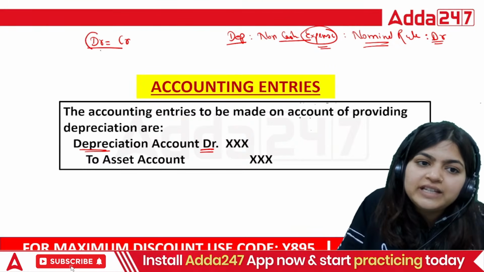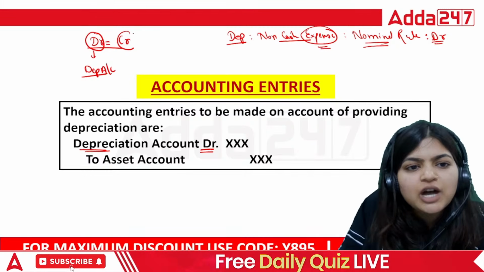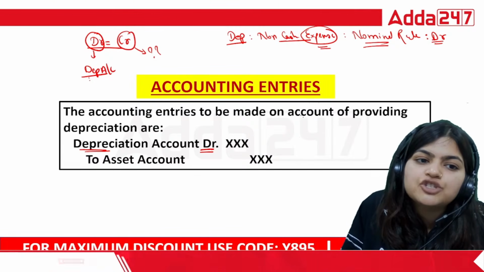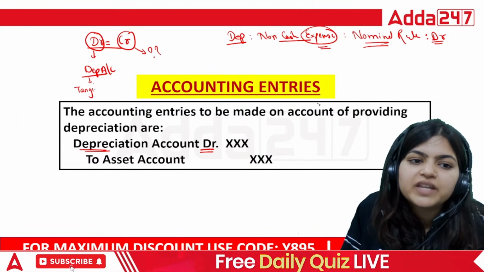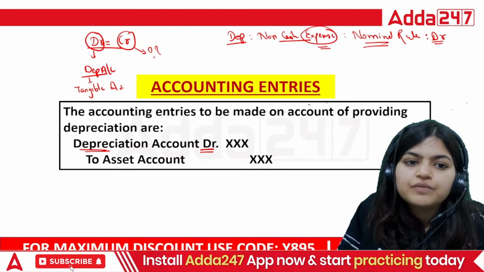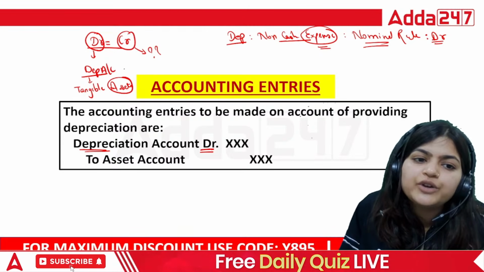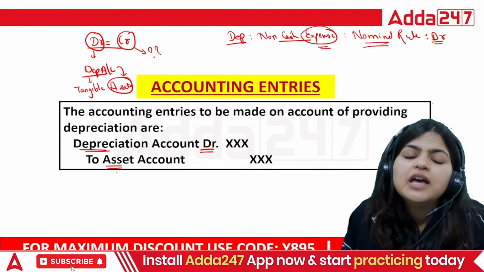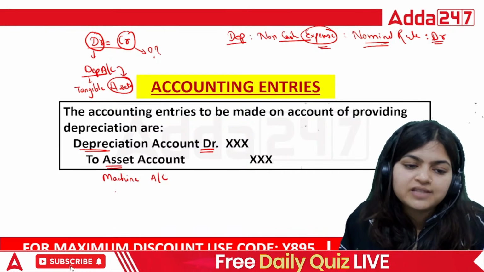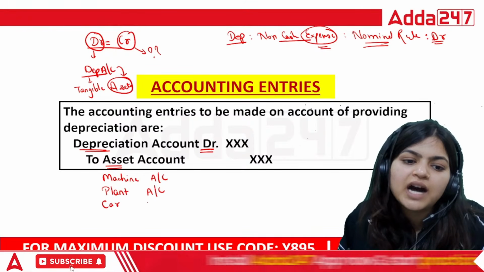In this case, you know that you are going to show depreciation account on your debit side, but which account will we be writing on the credit side? Remember, we are charging depreciation on tangible fixed assets. Whatever assets you are using or whatever assets you are going to reduce, you will write that name. Suppose if you are reducing machines, you will write machine account. If you are using, let's say, plant, you will write plant account. If you are using car, you will write car account.